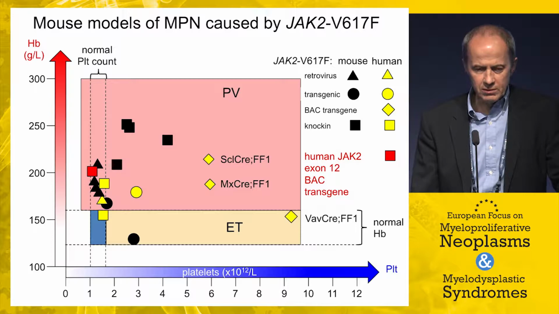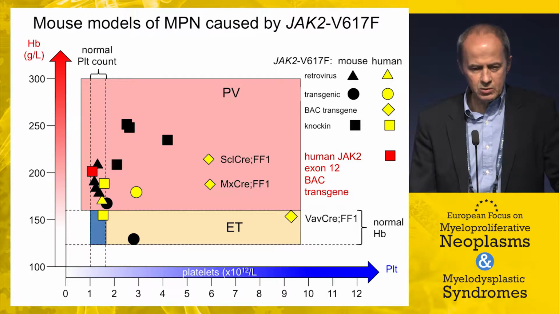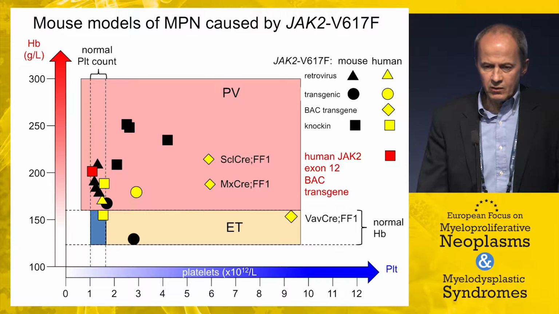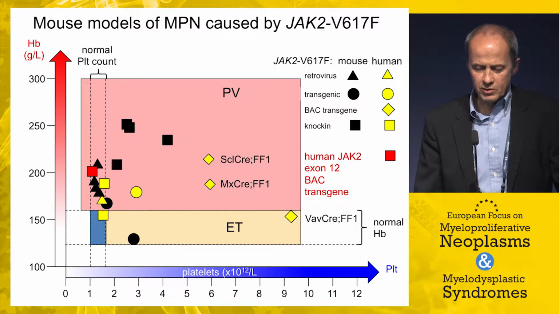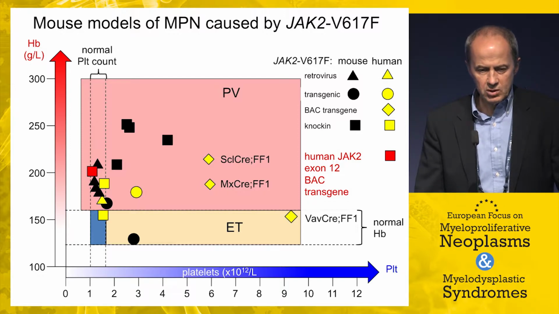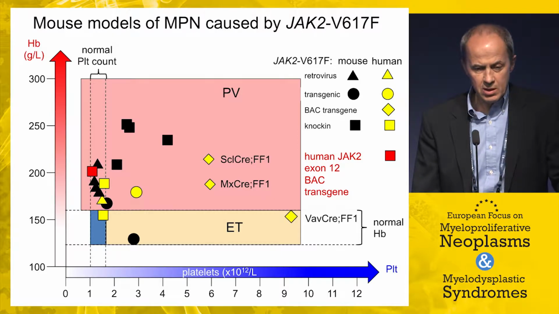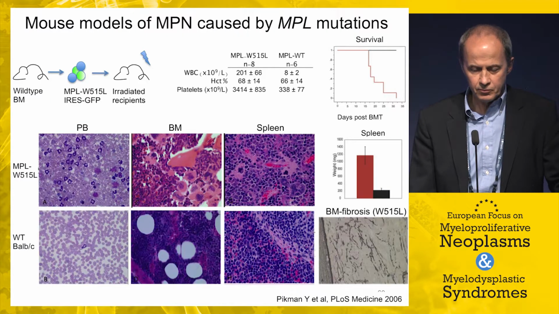Finally, there was a knock-in with the human JAK2 from the Cambridge group of Tony Green. In the heterozygous state, these mice had almost no phenotype, and the homozygous mutant then develops a PV phenotype. So these were the V617F models, and finally we generated also a mouse model for the exon 12 mutation, and this mouse reproduces the phenotype we see in patients, which is an almost pure red cell proliferation.